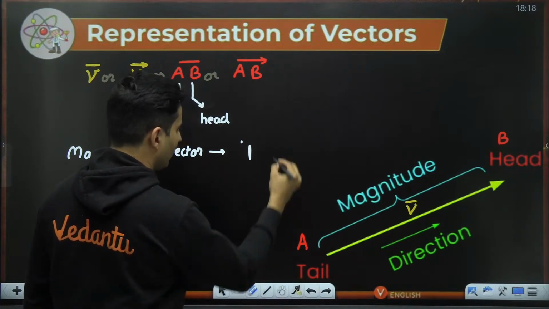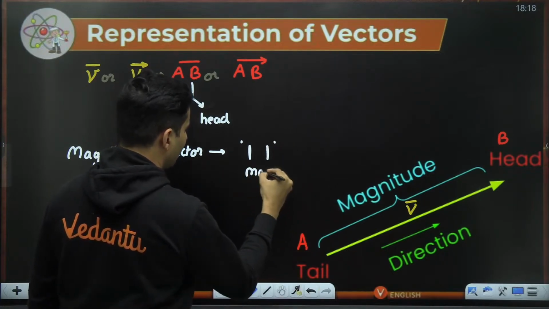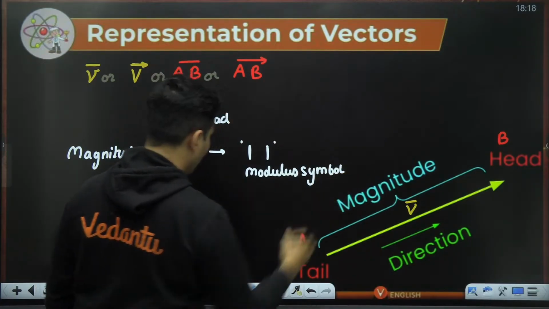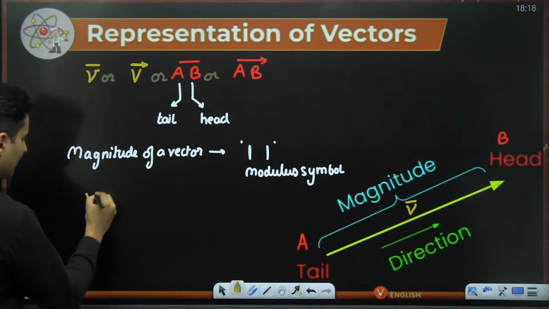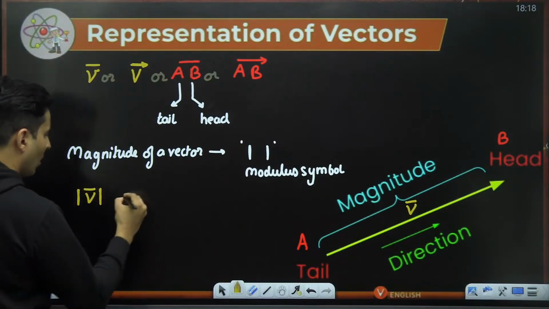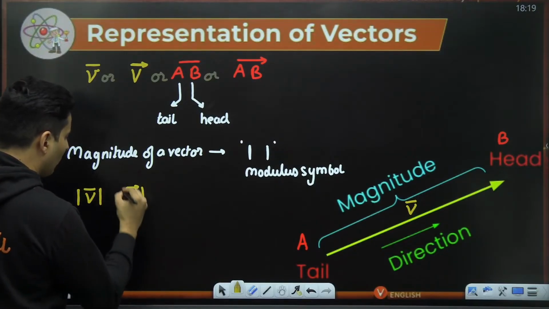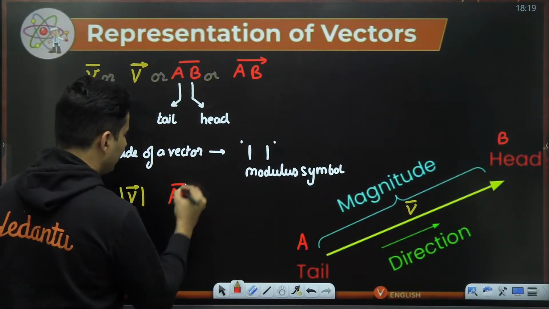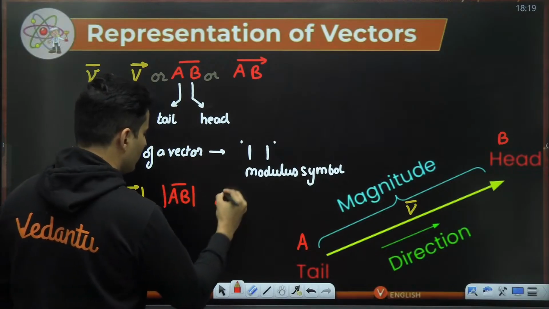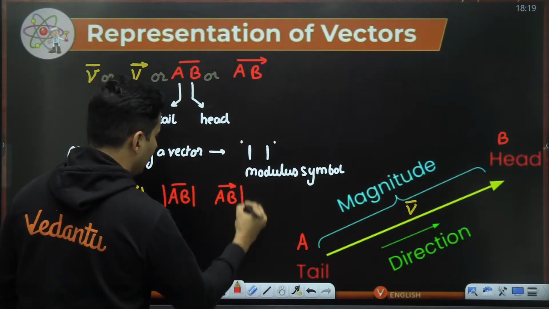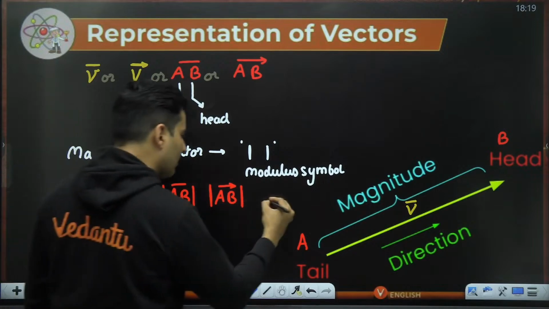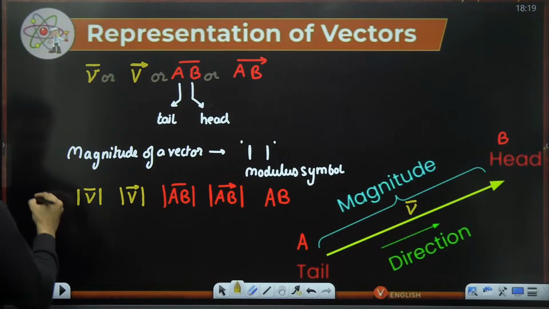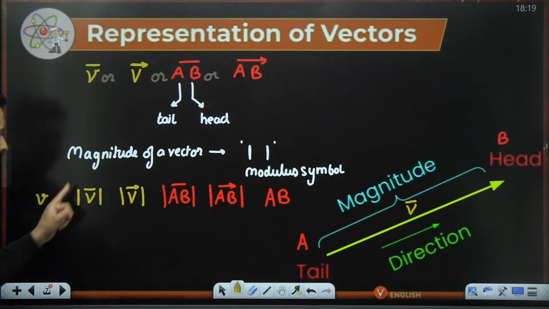Use the modulus symbol. Meaning something like this: V vector mod, or V vector with an arrow mark and mod, or you can also use AB vector mod, or AB with an arrow mark and then modulus, which can also be written down as just AB, or just plain and simple V without the modulus.